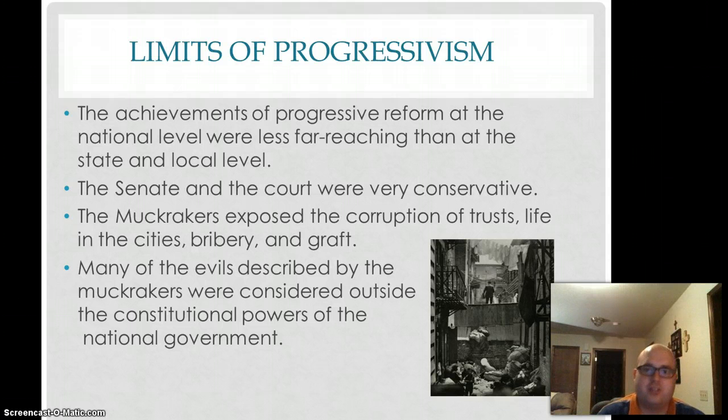Then the muckrakers exposed the corruption of trusts, life in cities, bribery, and graft. But many of these evils seemed to be beyond the control of the national government. They couldn't do anything about it, and people said, you know what, this is just the way it is, the way it's going to be. And so progressivism was not without its limits.